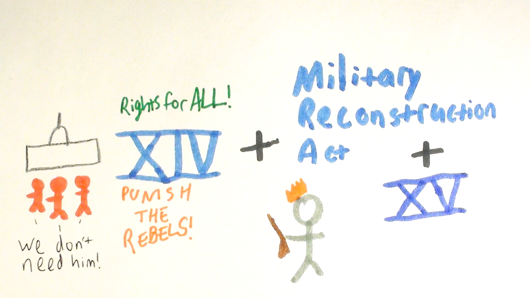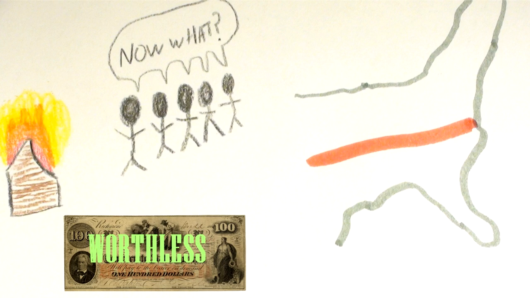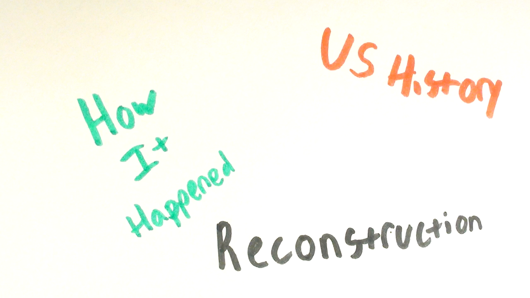The 15th Amendment was ratified later just to tie up loose ends. It specifically guaranteed former slaves the right to vote. Reconstruction was not an easy process, and it left many in the United States looking forward to the future.